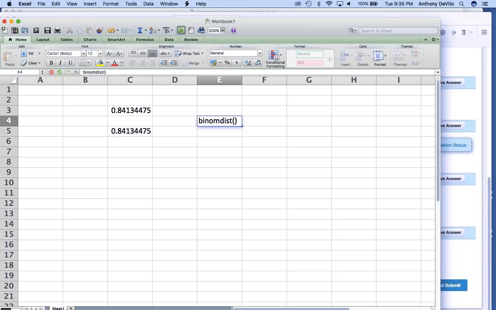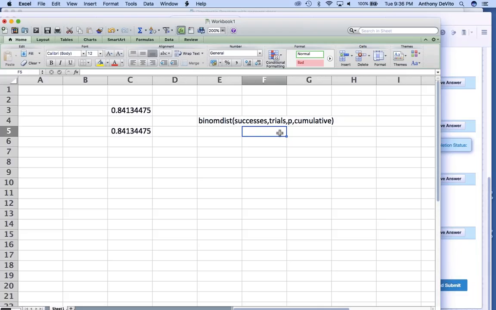The first thing I'm going to tell it is the number of successes. And I'll define that in a second. Second thing I'm going to tell it is the number of trials. The third thing I'm going to tell it is the probability. And the fourth thing I'm going to tell it is true or false for cumulative, which is basically an answer that is true or false. So what do we mean by successes? By successes, we mean that if your trials are the number of people that you sample randomly.